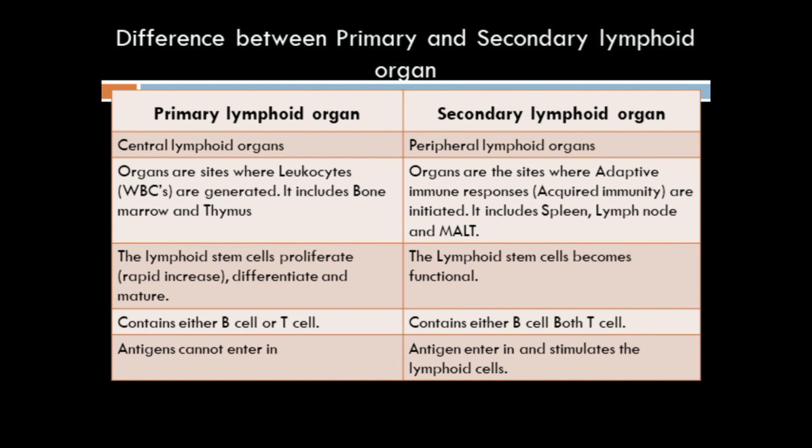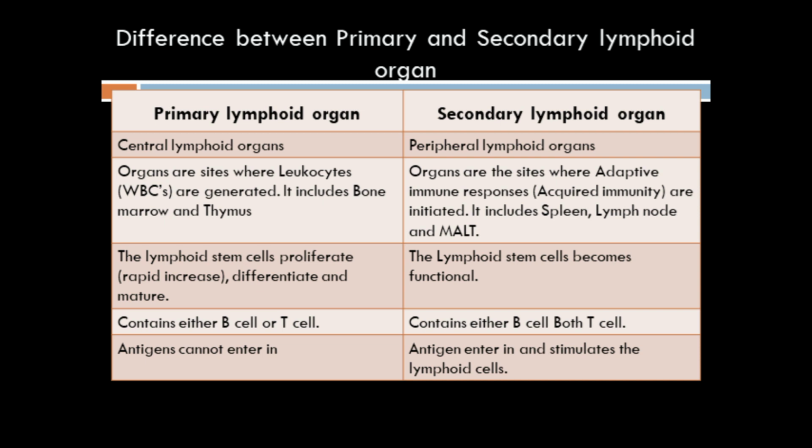Then we have studied what the lymphatic system is and what the components of the lymphatic system are. In those components we have seen the lymphatic vessels and lymphoid organs, and what the primary lymphoid organs and the secondary lymphoid organs are. We have seen their location and functions also, and then we should know the difference between primary and secondary lymphoid organs.